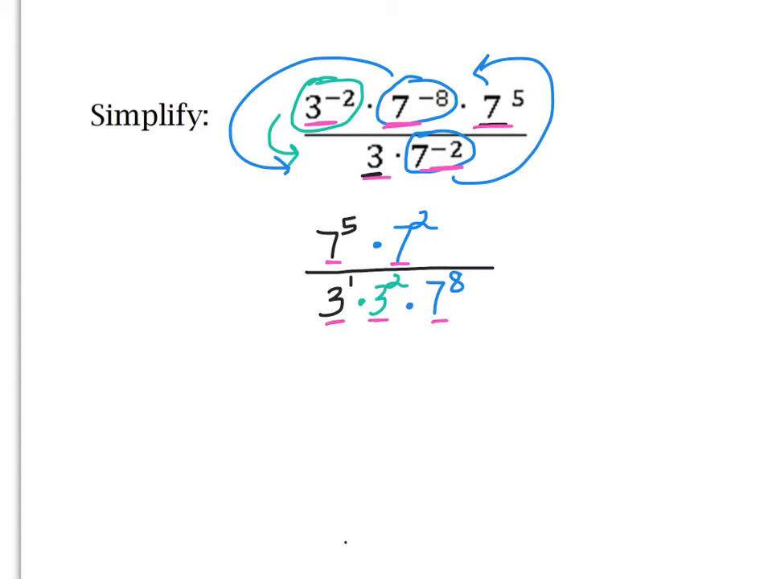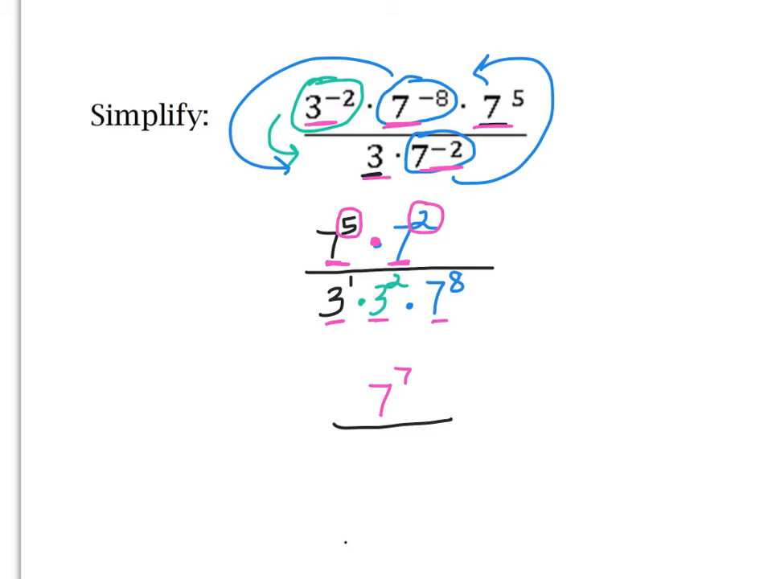Now I need to simplify my numerator and my denominator because there's a lot of terms on both of them. So when I look at the numerator, I see that I have like bases of 7, so I can combine. I'm multiplying with these like bases, so my base is going to stay 7. That means, since I'm multiplying, I'm going to add my exponents of 5 and 2, so I get 7 to the 7th power as my numerator.